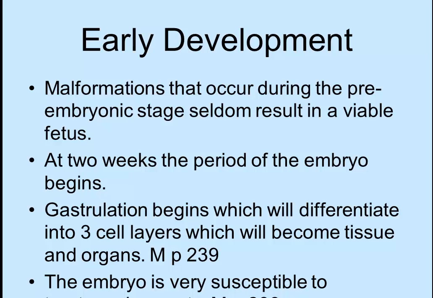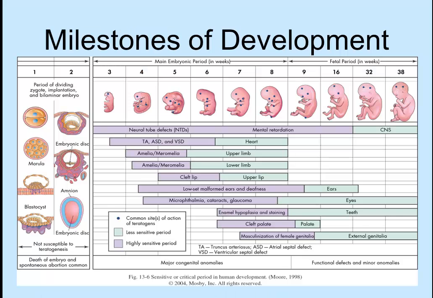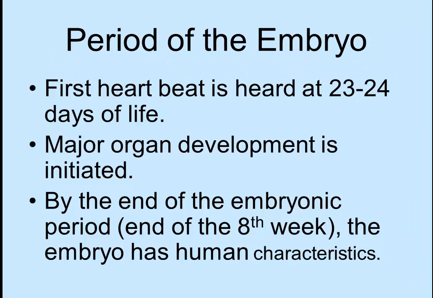Our pharmacology books do outline the risk factors for medications as far as pregnancy and breastfeeding. Maternal hyperthermia, maternal fever, should be avoided during illness. Pregnant women should be cautioned to avoid or limit exposure to heat in saunas and hot tubs. Milestones of development. Here's a chart that outlines the milestones of development. You can see what the highly sensitive periods are and what the less sensitive periods are for different types of defects.